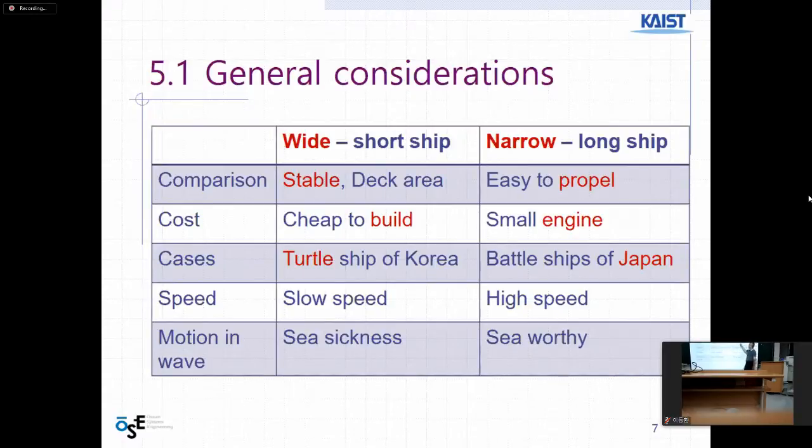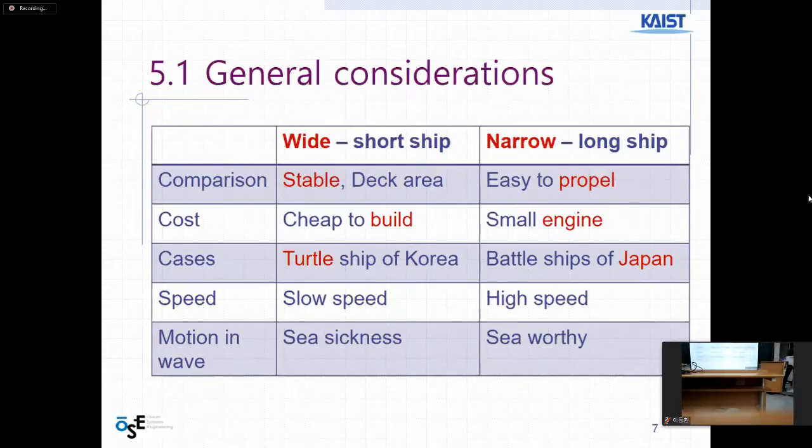So it comes together: slow speed for this one, and high speed for this one. And if it goes up to a rough sea, the wide one is not good. Seasickness means the ship is moving more when the waves are coming. And this one is good because it's sharp, so it can pierce the waves. So it looks like this ship is better, right? High speed and good seaworthiness. But the battle result was different. Why? There is another story there.